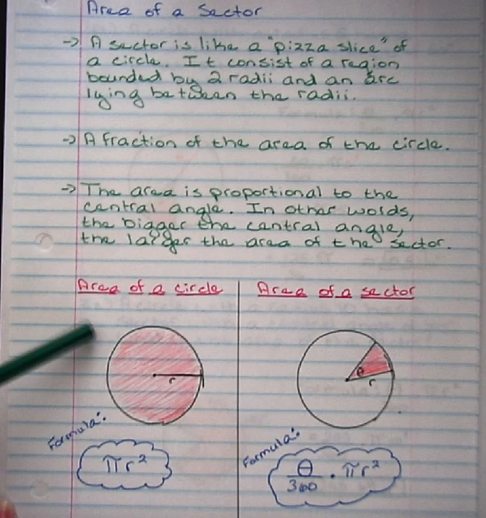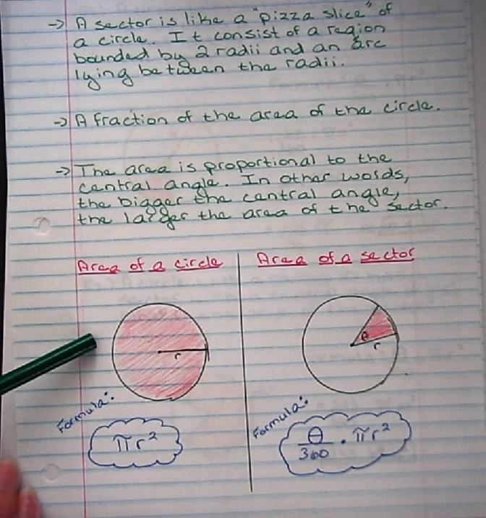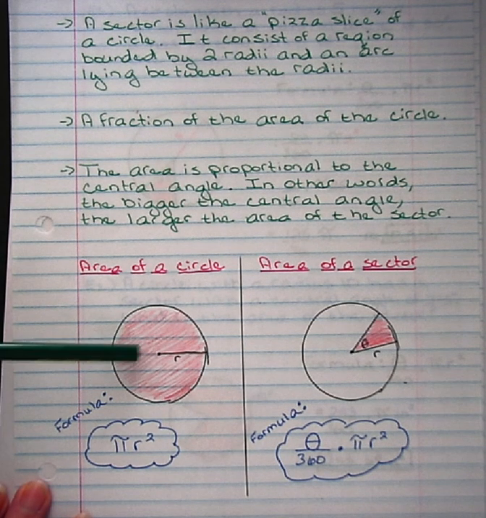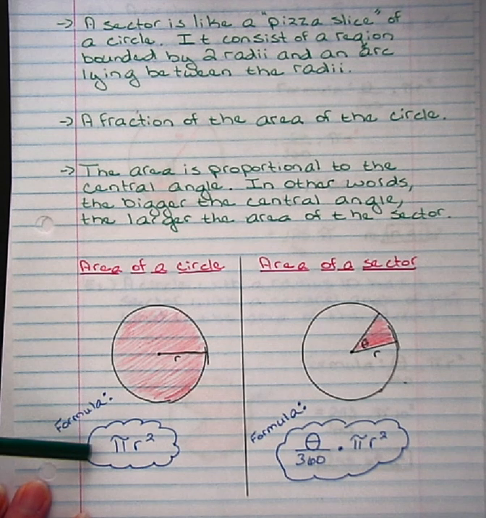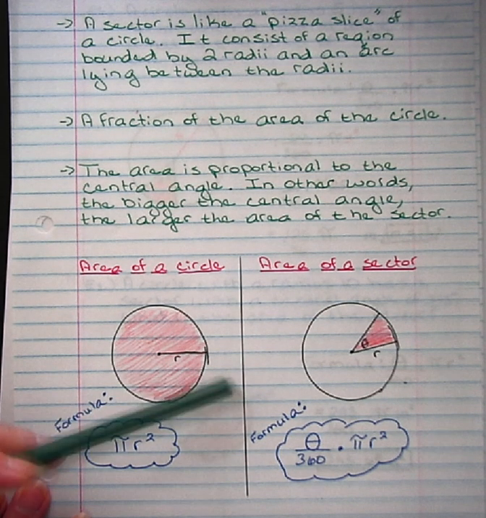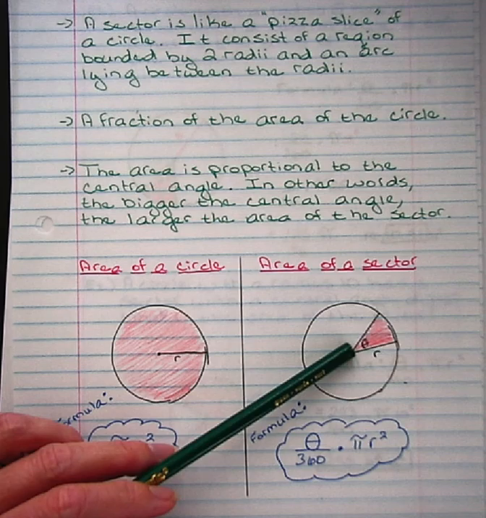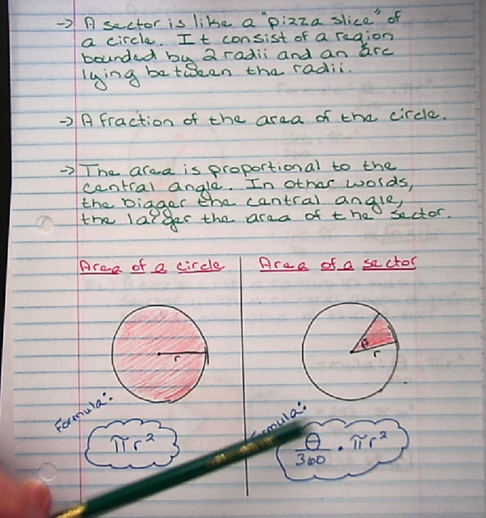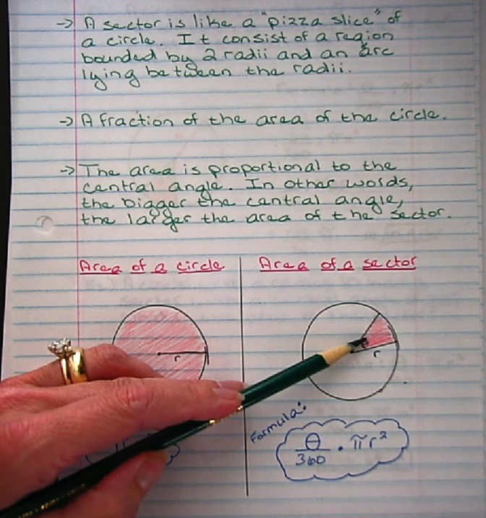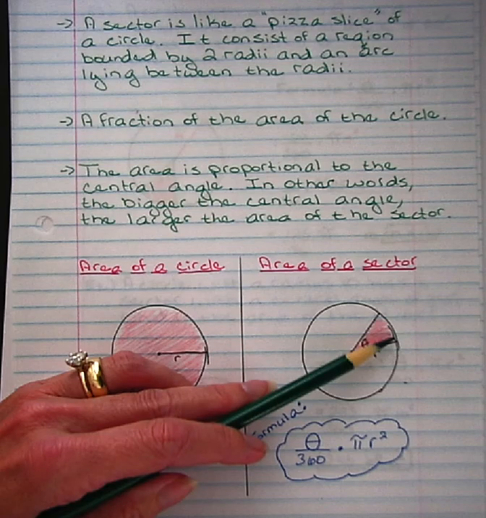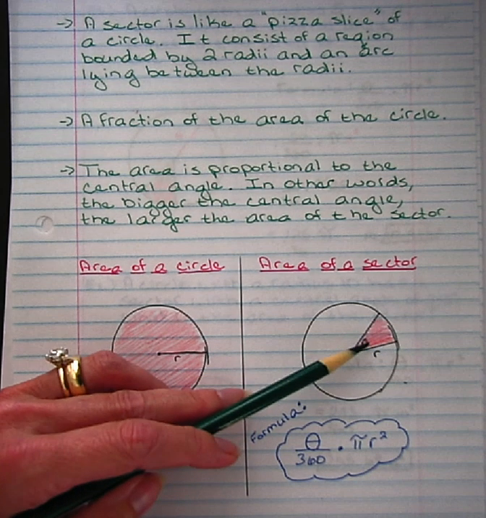All right, so let's look at some diagrams down here. If I want to find the area of the entire circle, that's the entire shaded region, I would use the formula pi times the radius squared. But if I want to know just the area of a sector or piece of my circle, I'm going to use the central angle, which is also the measure of the arc, right? Because central angles equal their arc.